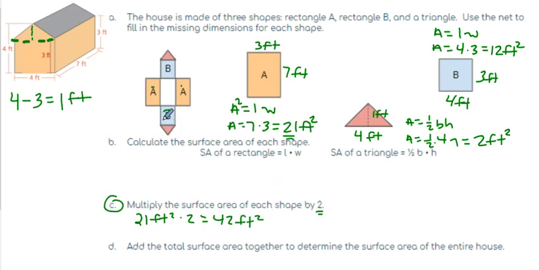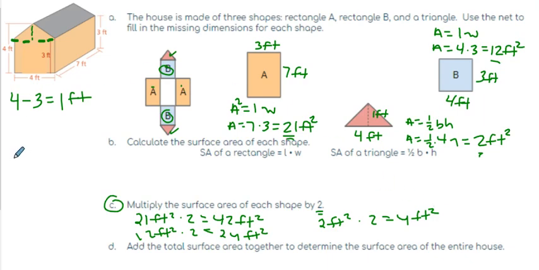I have 2 of my B rectangles. So again, I have 12 feet squared times 2 is equal to 24 feet squared. And finally, I have my triangle, which is 2 feet squared. And again, I do have 2 of those too. 1, 2 triangles. So I'm going to take my 2 feet squared, multiply it by 2, and I get 4 feet squared.